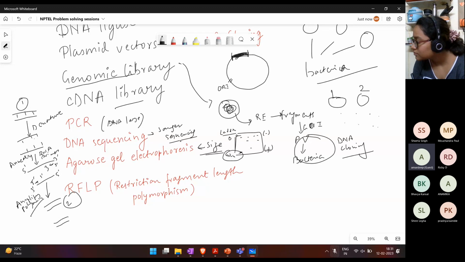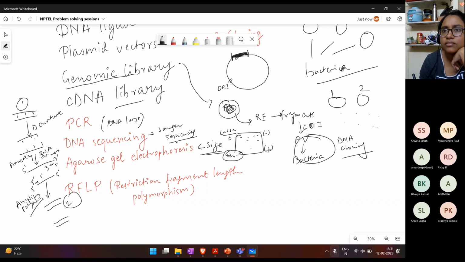Sanger sequencing is dideoxy sequencing in which a dideoxy nucleotide will terminate the sequencing, and at that point we get to know which nucleotide is terminated, and thus we get the fragments after electrophoresis, and based on electrophoresis we get to know the sequence.